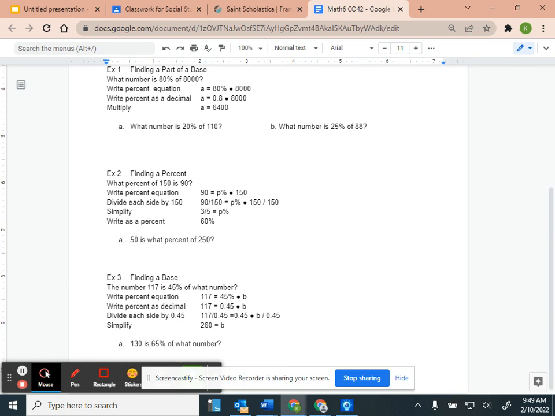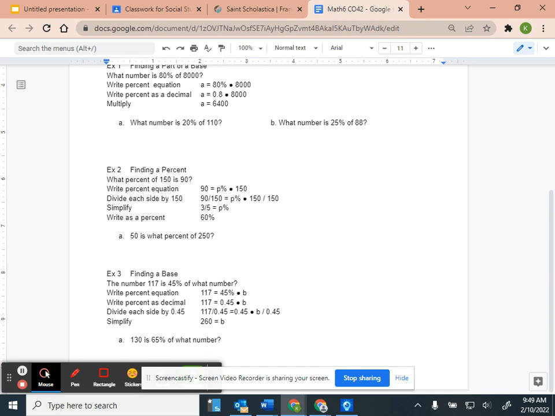So that was finding the part. Now we need to find a percent. We're going to use that same equation: the part equals the percent times the whole, and we're going to fill in the information they give us. We know by our title, finding a percent, we're going to be solving for our percent. But let's fill in what they give us.